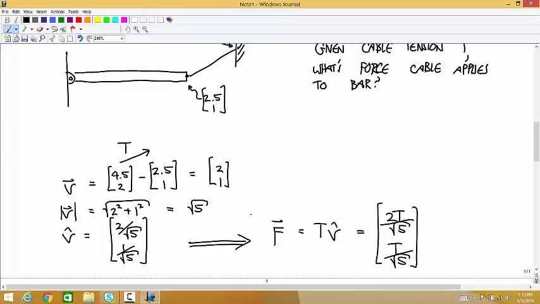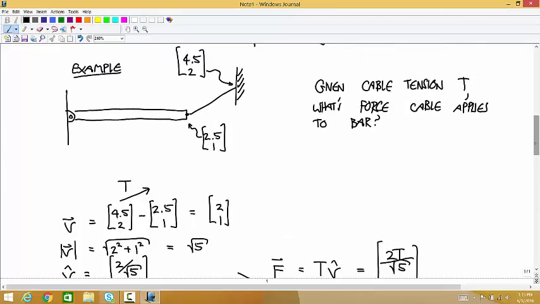Yeah. The points that you have, like 4.5, 2 and 2.5, 1, those are coordinates, right? Yeah, that's right. They're coordinates, and they just are given in this. So then how do you get a force from just coordinates and tension? We're using those points to figure out the direction.